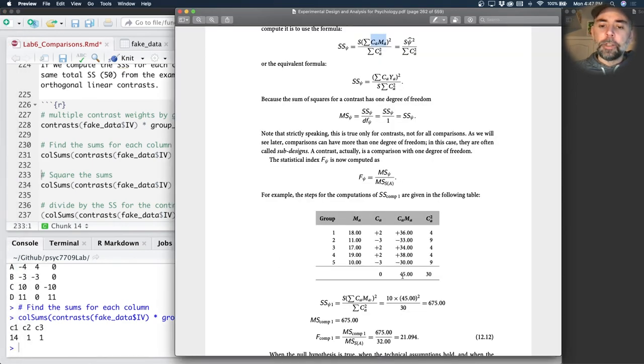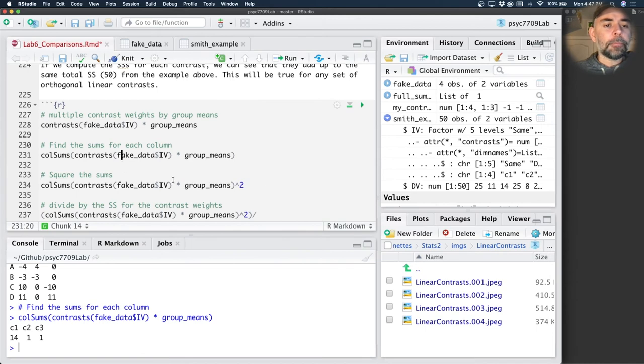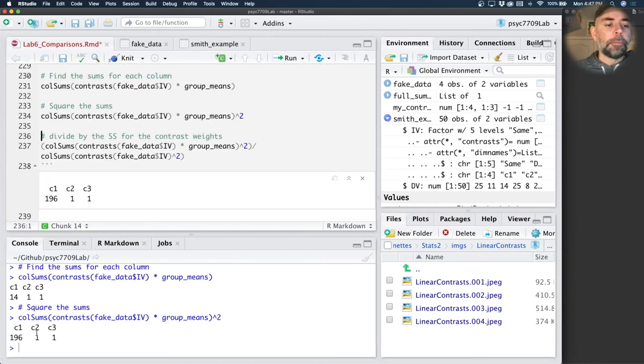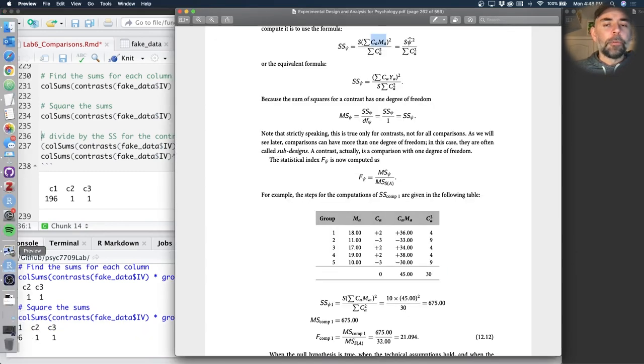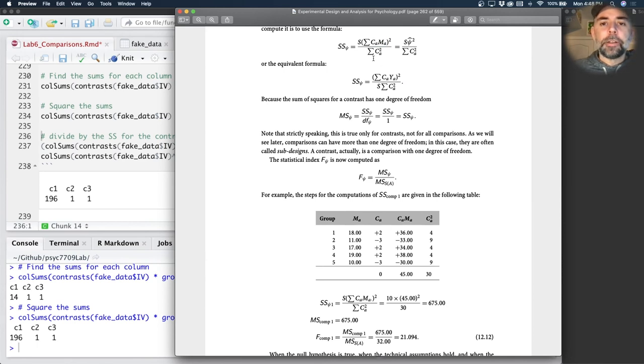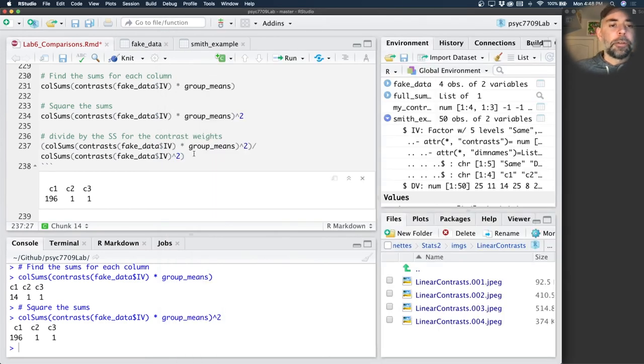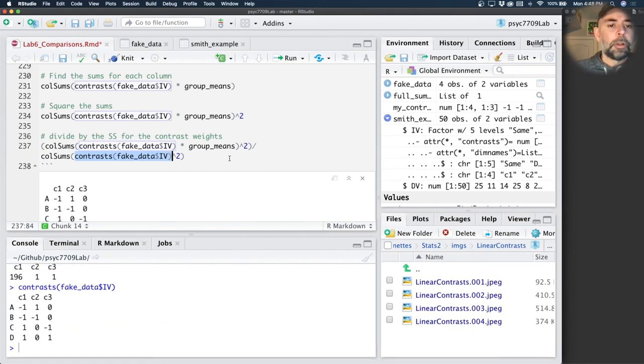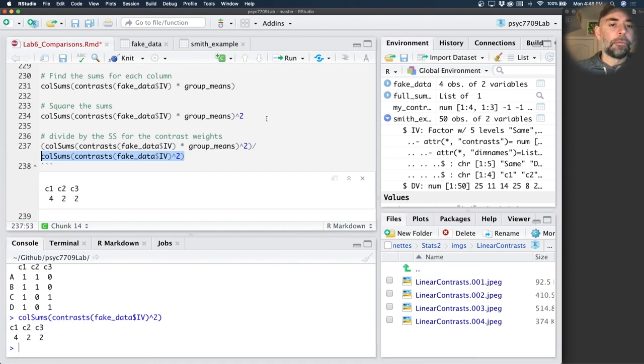That would be like in the textbook right here, getting this value. So we just got that three times, 14, 1, and 1. Now we're going to square those sums. So we get a 196, 1, and a 1. Now the other part of the formula is to divide by the sum of the squared contrast weights. Okay, so we have to take the contrast matrix right here, and we have to square these values. Then we have to add them up. So we got a 4, 2, and a 2.